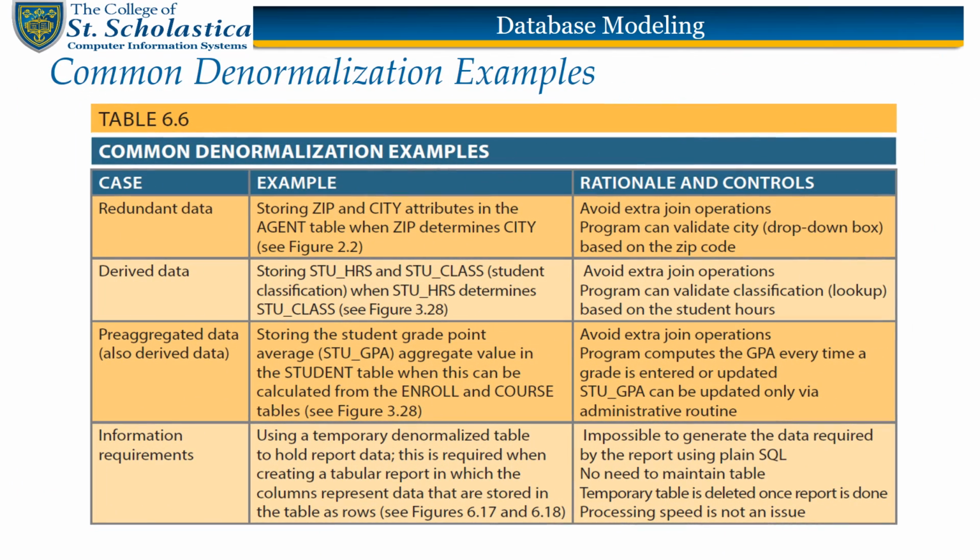Table 6.6 shows some common examples of data redundancy that are generally found in database implementations. An example is storing zip and city attributes in the agent table. When zip determines city, this avoids extra join operations, as a program can validate city using a drop-down box based on the zip code. Another example of derived data is storing student_hours and student_class, the student classification, when student_hours determines student_class, thus avoiding the extra join operations by having a program validate the classification based on the student hours.